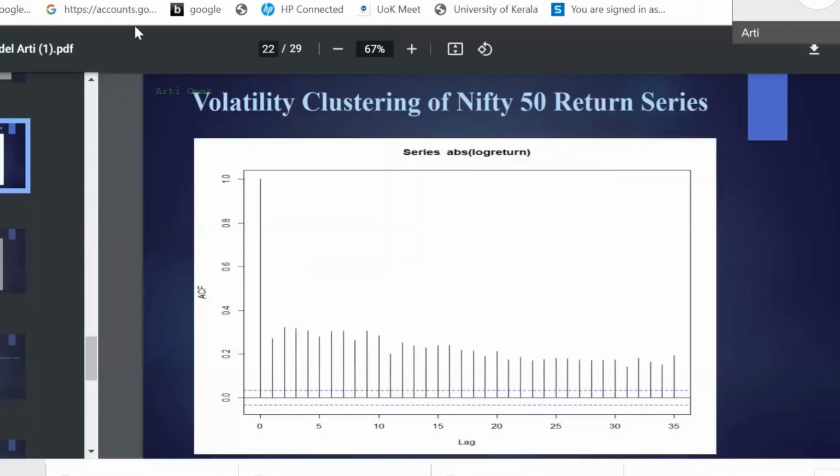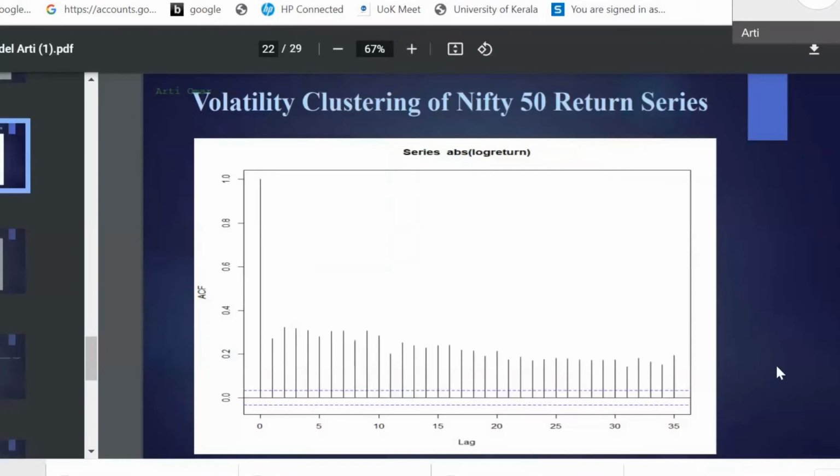Variance is always positive. Standard deviation can have a plus-minus sign, you can say plus-minus sigma, but variance, which is sigma squared, is always positive. Correct? So the absolute term will remove the negative returns. Basically, I will only take the magnitude of the data. I will not take the sign. I will not consider the sign.